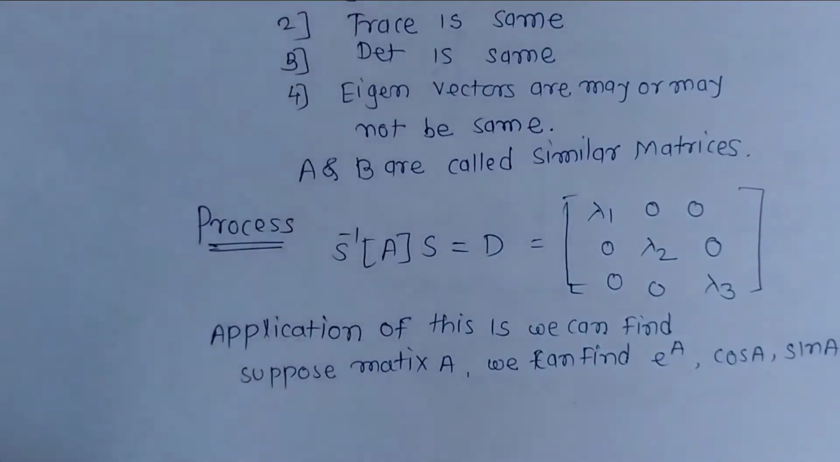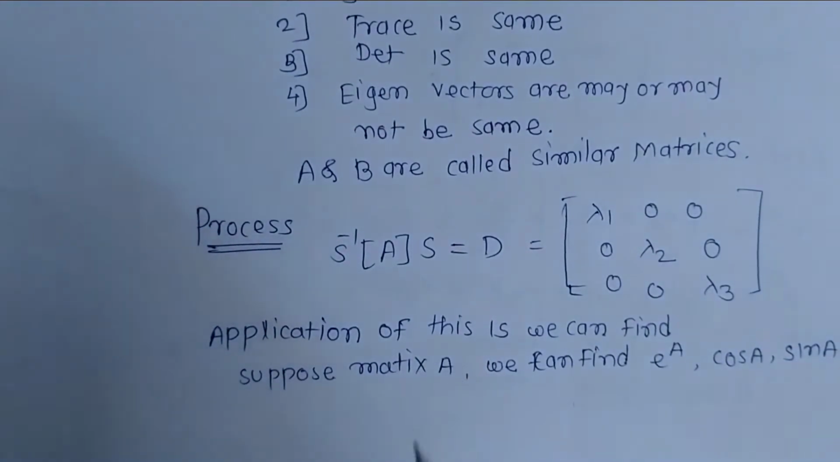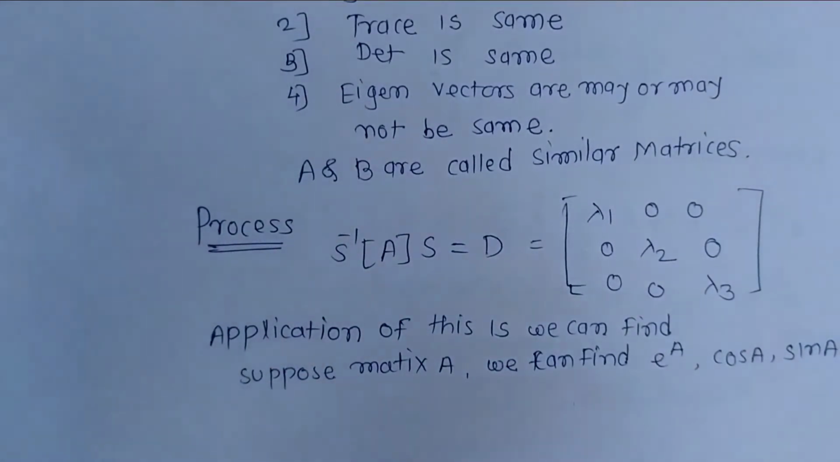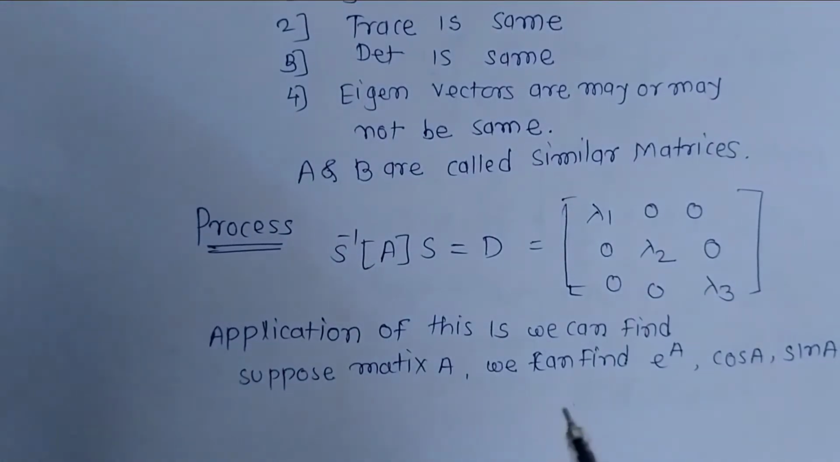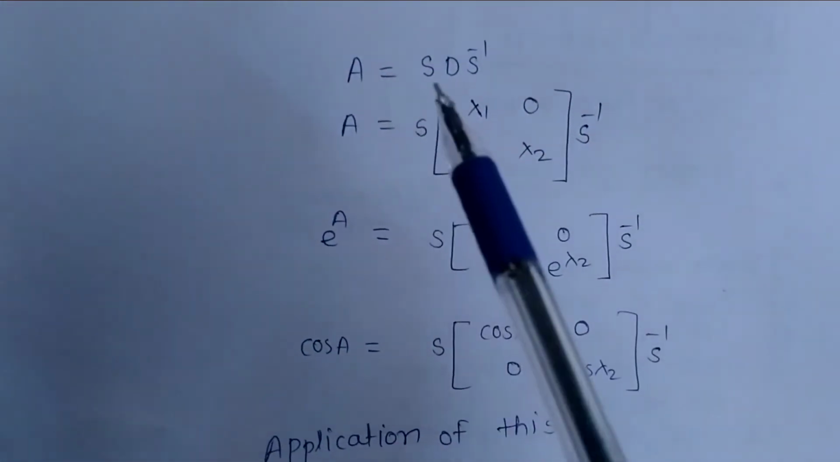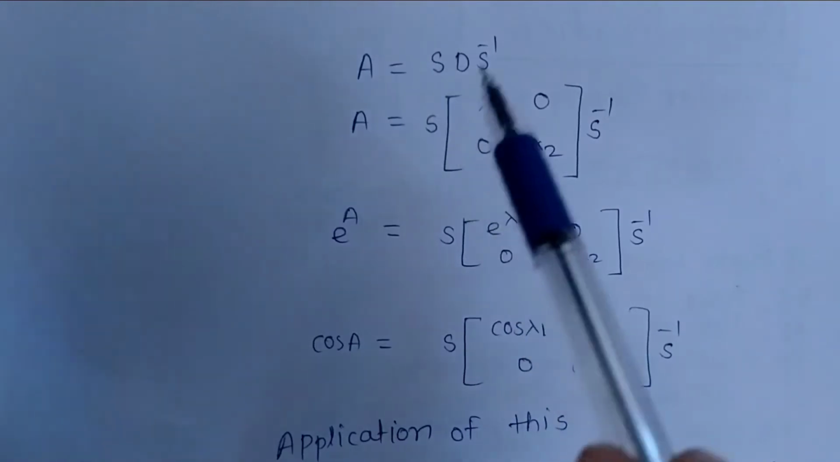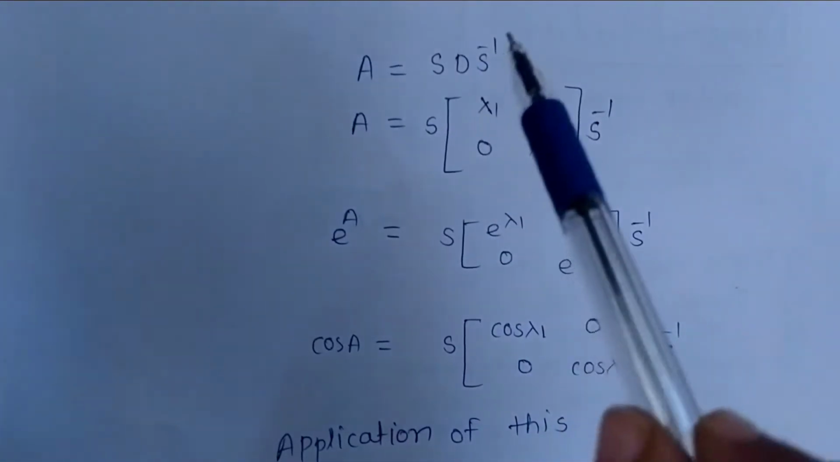The application of the similar transformation or diagonalization is, suppose we have a matrix A, we can find e raised to A, cos A, sin A using this diagonalization or similar transformation. A is equal to S D S inverse. Okay, this is the matrix. A is S, this diagonalized matrix, and S inverse.